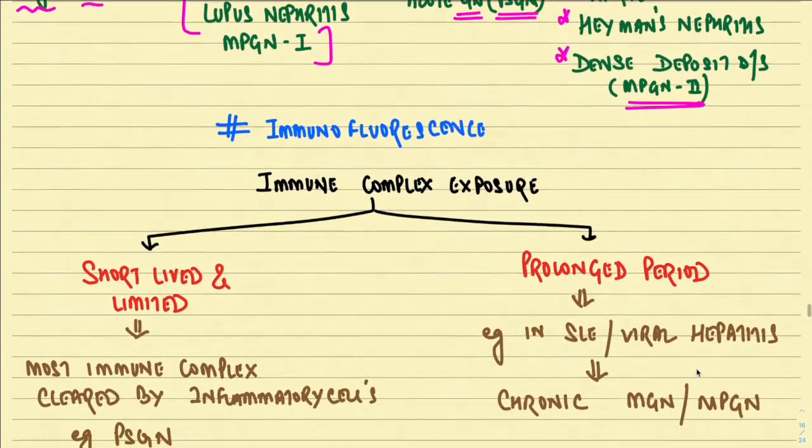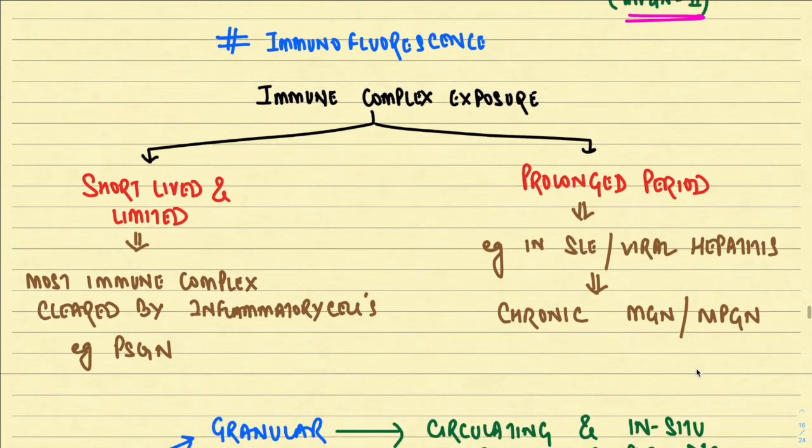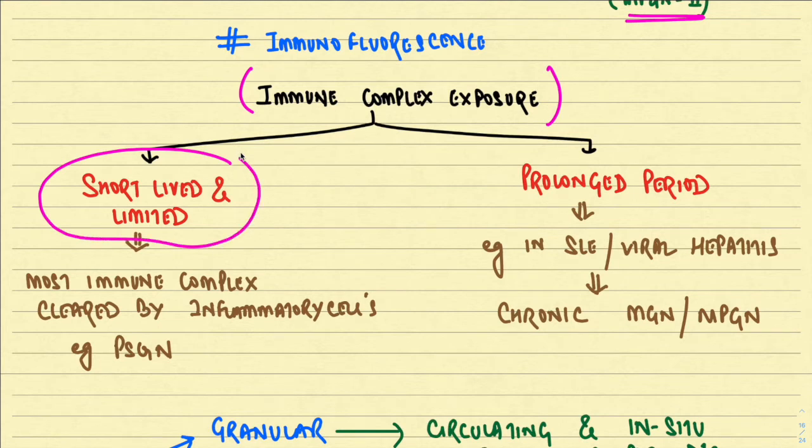Now if you look at the immunofluorescence, I am just summing up whatever I told you. Remember, whenever the immune complex exposure is very short lived and quite limited, most of the immune complexes are cleared by the inflammatory cells. This is classical of acute glomerulonephritis as seen in post-streptococcal glomerulonephritis.